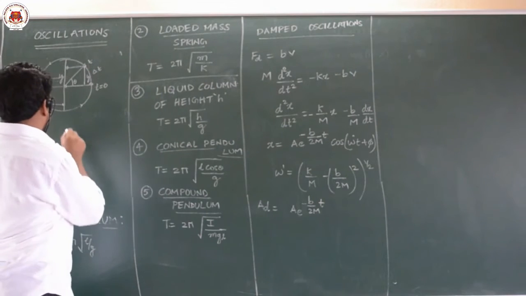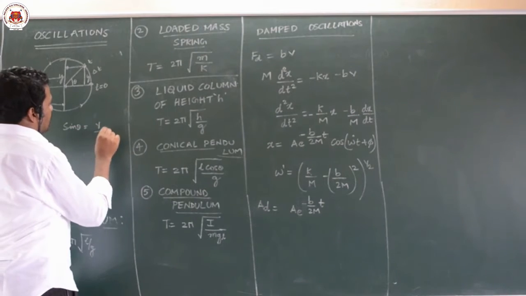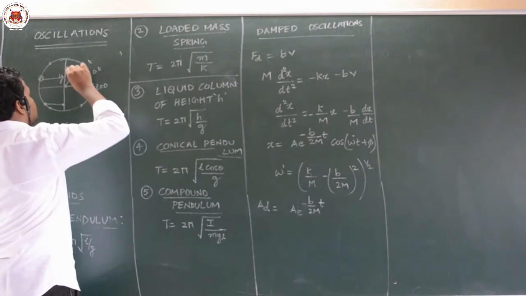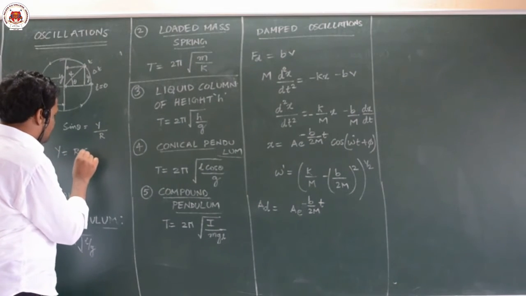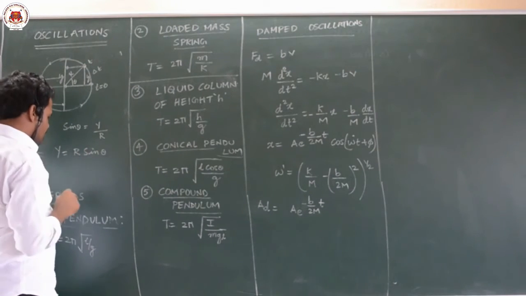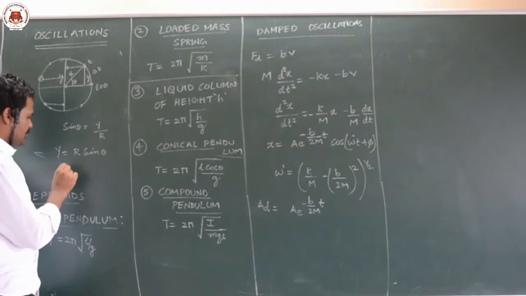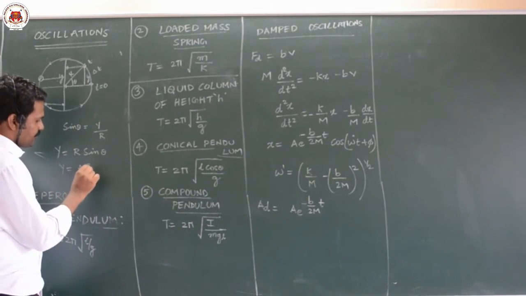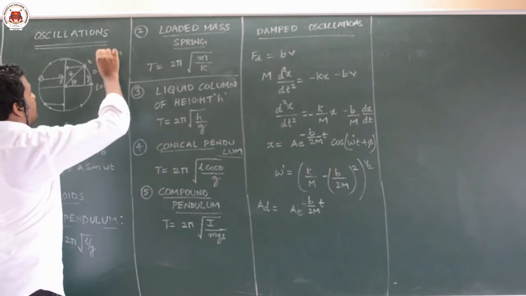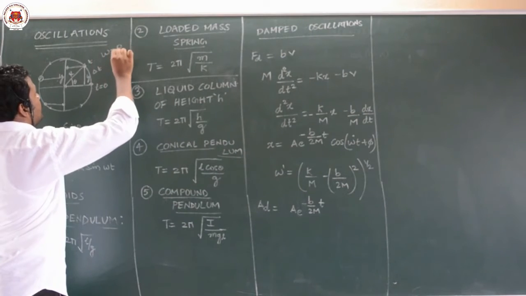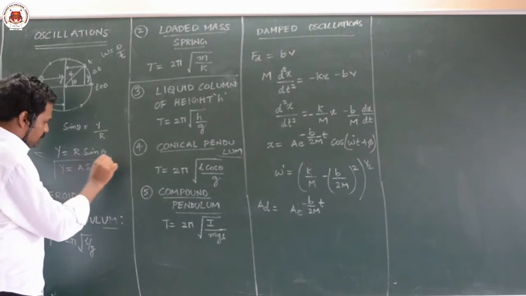Now take sin theta. Sin theta is equal to y by r, where r is the radius. From this you can write y equals r sin theta, and r is the maximum displacement the particle will do, so y equals a sin theta, which can be written as a sin omega t. Why? Because in rotating motion I already told you omega is equal to theta by time, angular displacement by time taken. This is the formula for y.